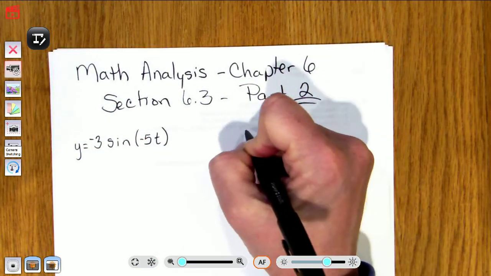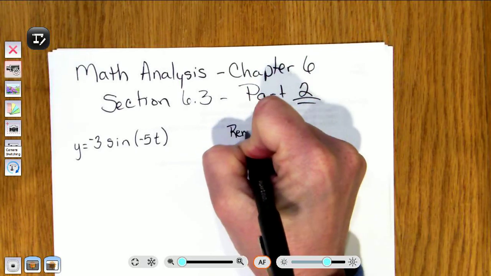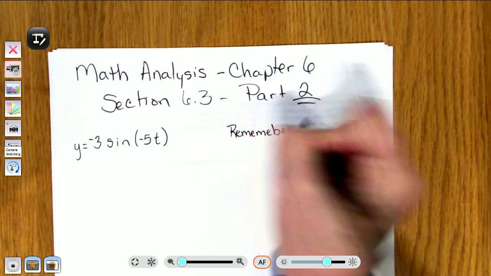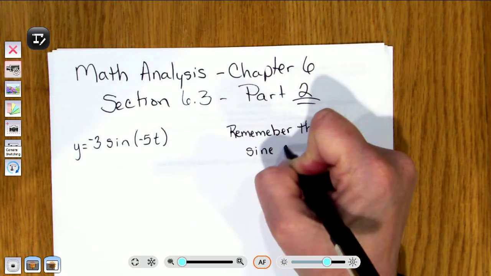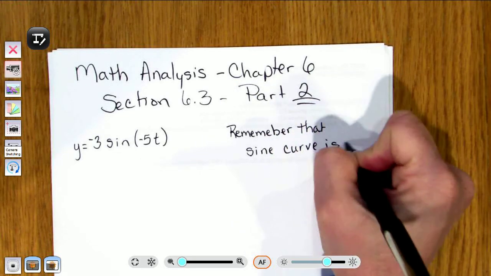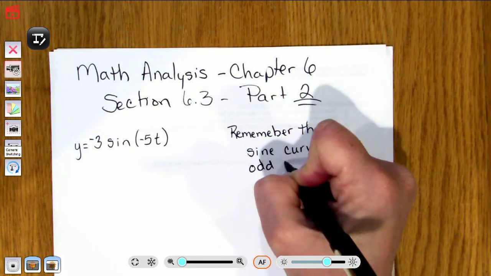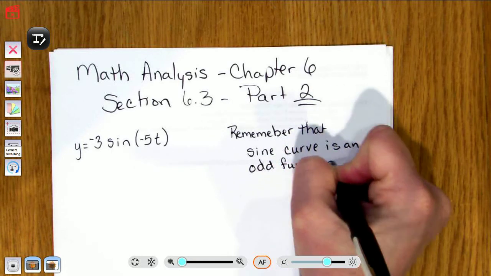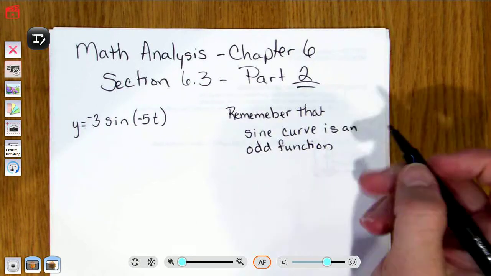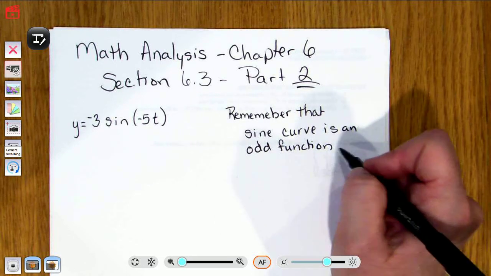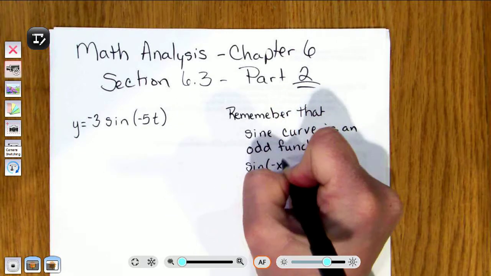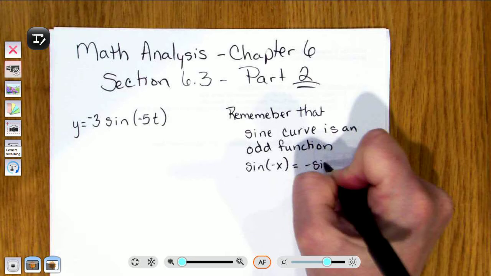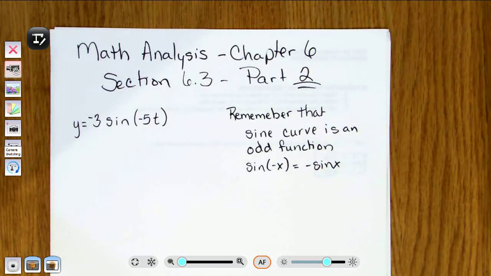The nicest thing to remember, so that we really don't have to mess with it much, remember that the sine curve is an odd function. And we talked a little bit about that in 6.1 and 6.2. But again, I just want to remind us that the sine function is an odd function. That means that the sine of a negative x is equal to the negative sine of x.